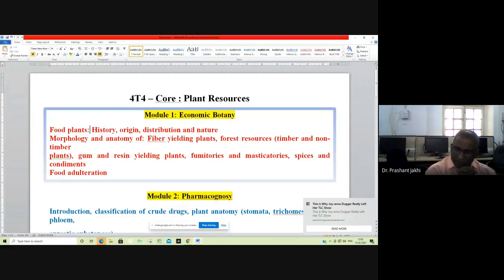Now, as far as fibers are considered, there is a different classification on the basis of fiber. First one, that is textile fiber.